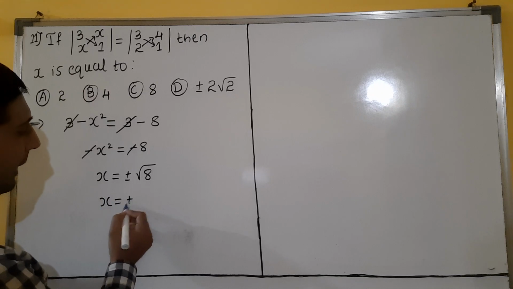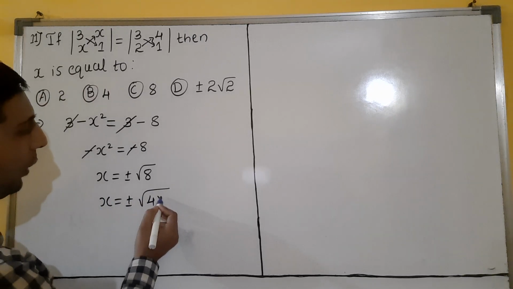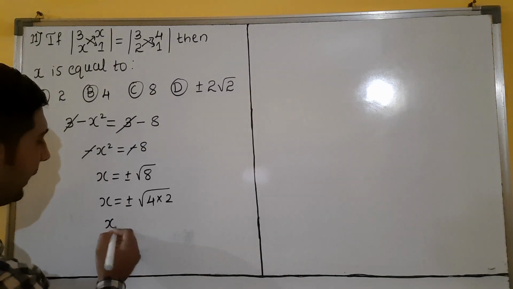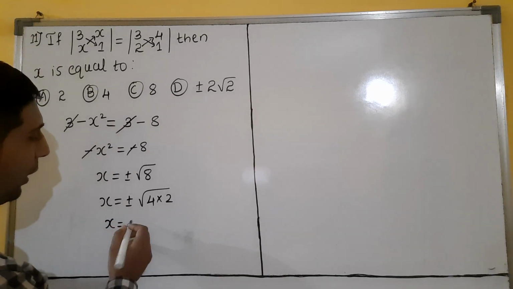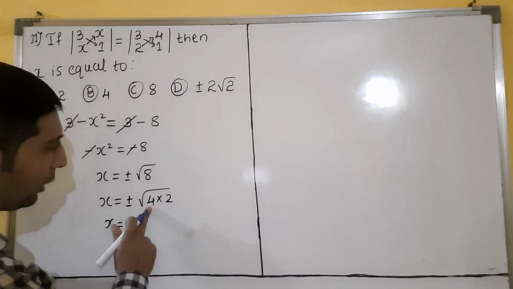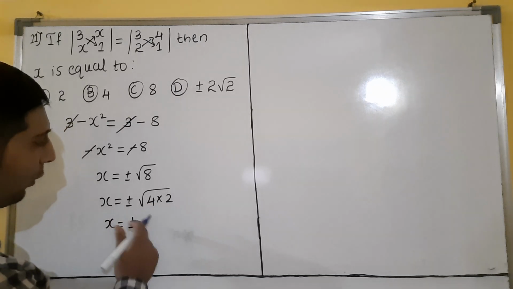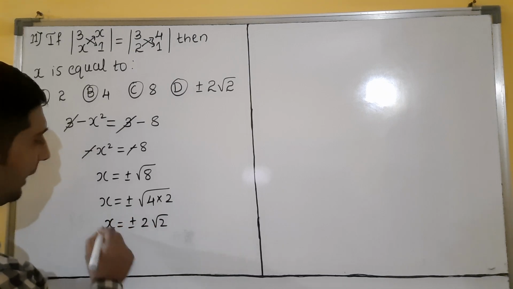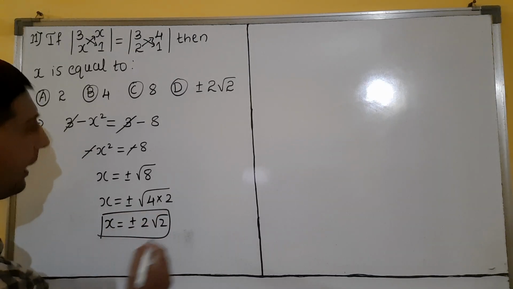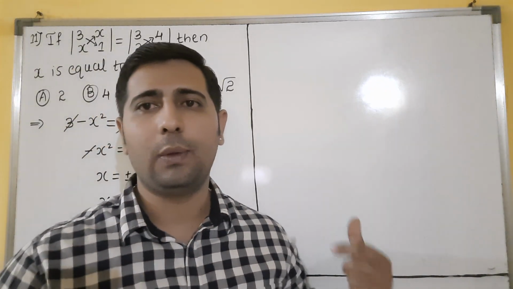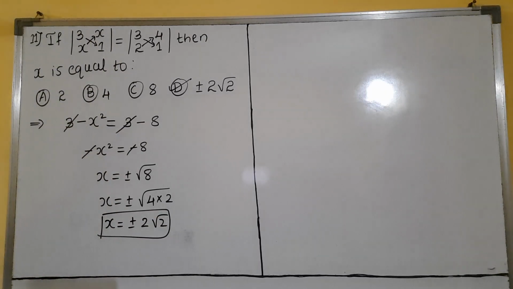How can we write square root 8? It is 4 into 2. 4 twos are 8. Root 4 is how much? Root 4 is 2. So it is 2 root 2 only, dear students. So this is our required answer. Our option is D, dear students. I hope you understood. We'll see the next question. Please copy this.